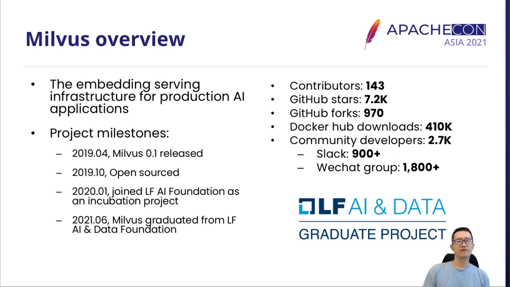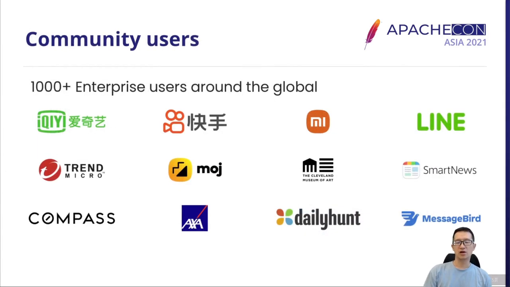On GitHub, we have around 143 contributors, over 7,200 GitHub stars, and almost 1,000 GitHub forks. On Docker Hub, where we host our Docker image for download, there are already over 410,000 downloads. We also cover community developers over 2.7 thousand, including more than 900 people on Slack, and around 1,800 people in the WeChat group. So there are almost 1,000 companies.